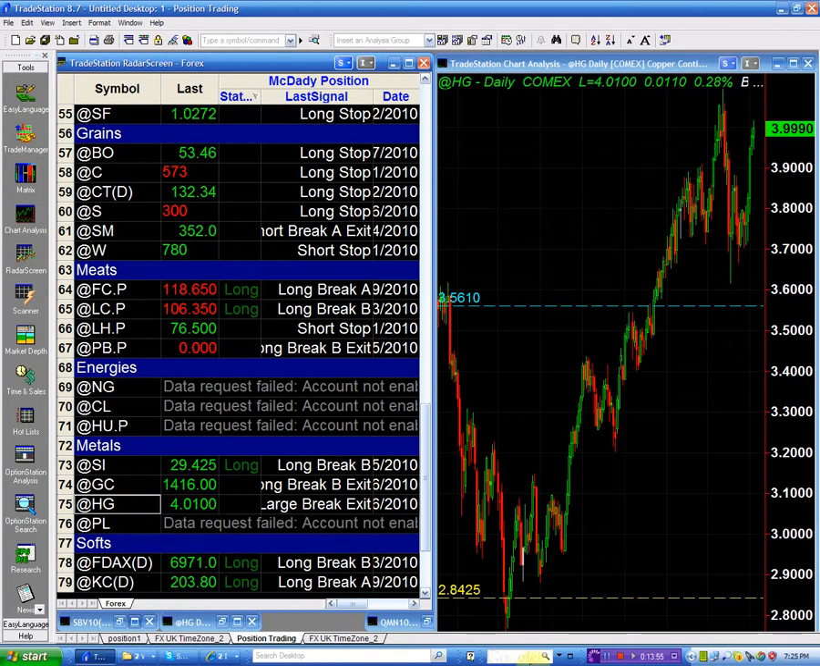Okay? So the sequence is: 1, buy Aussie; 2, buy the Swiss; 3, we're looking at buying the euro and the Japanese yen at the same time. Last buyer will be the British pound, and the common denominator of selling against those is the US dollar. All right?